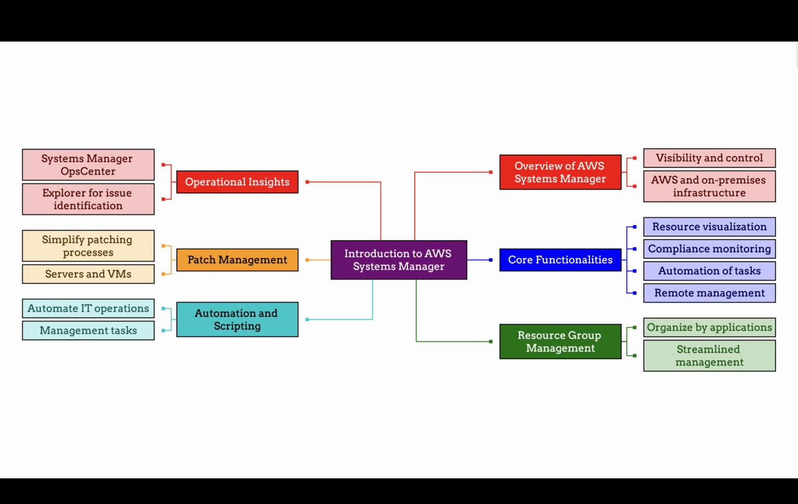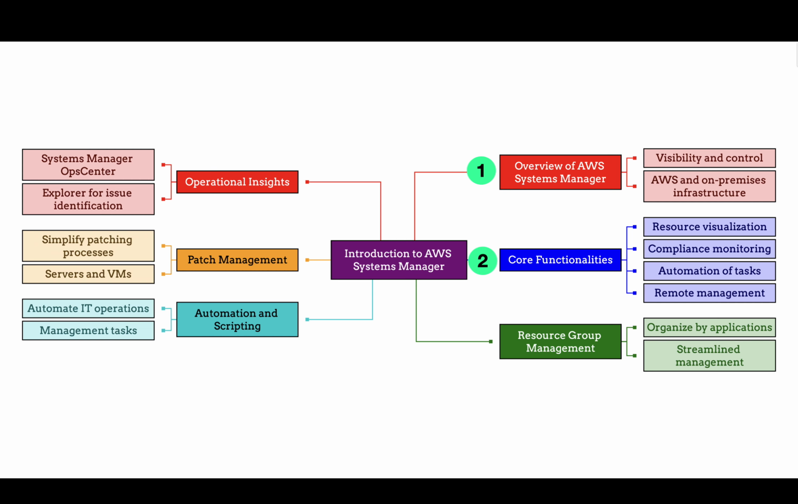Introduction to AWS Systems Manager. 1. Overview of AWS Systems Manager. AWS Systems Manager provides visibility and control of your AWS and on-premises infrastructure. It centralizes operational data and automates tasks across your AWS resources.